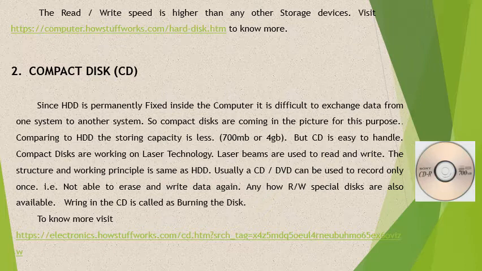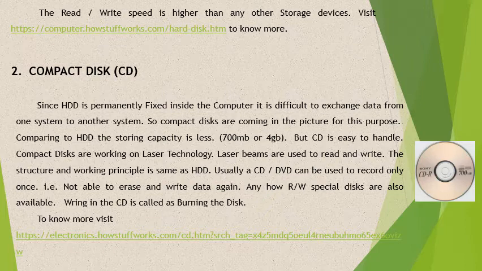Second, compact disk or CD. Since HDD is permanently fixed inside the computer, it is difficult to exchange data from one system to another system. So compact disks come into the picture for this purpose. Compared to HDD, the storing capacity is less, 700 MB or 4 GB. But a CD is easy to handle.